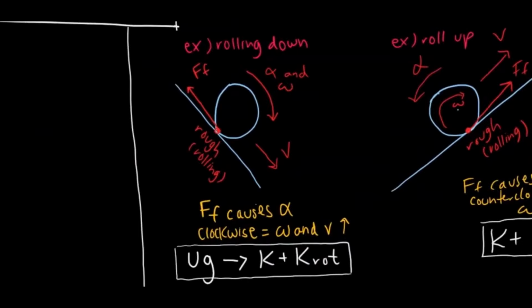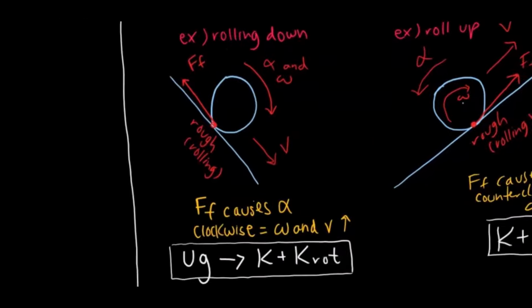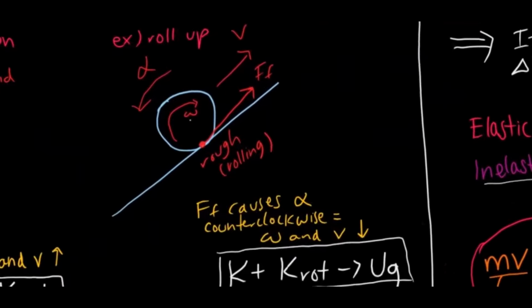So here we have a ball object that is rolling down. So the force of friction, like we talked about before, is going to be causing that angular acceleration. And since it points clockwise, that angular acceleration will be clockwise as well. And since linear velocity is already pointing in the clockwise direction, it'll be speeding up and getting faster. And so it starts with the gravitational potential energy, assuming it's released from rest, and that's going to be converted to both kinetic translational energy as well as kinetic rotational energy.